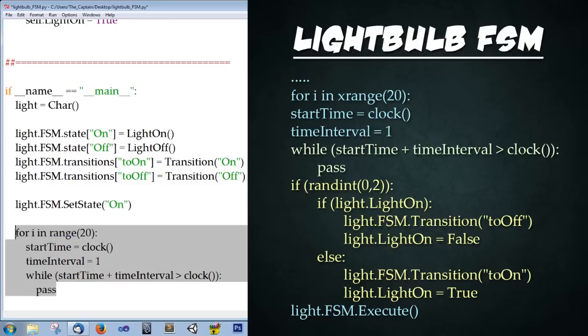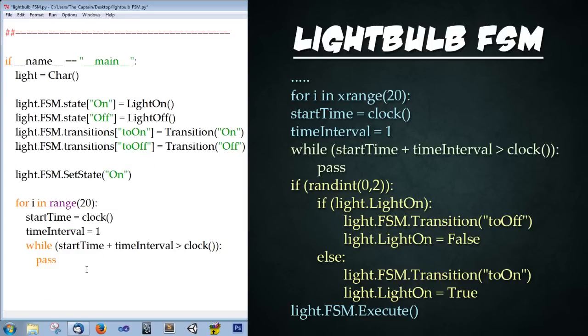So what this code is doing is saying for i in range 20, so we're going to run through this program 20 times. We're going to record the starting time and the time interval, which is going to be 1. And then here we're saying while the clock is not past 1 second, then we're just going to continue looping on it. Once the clock has passed 1 second, we're going to move on below.